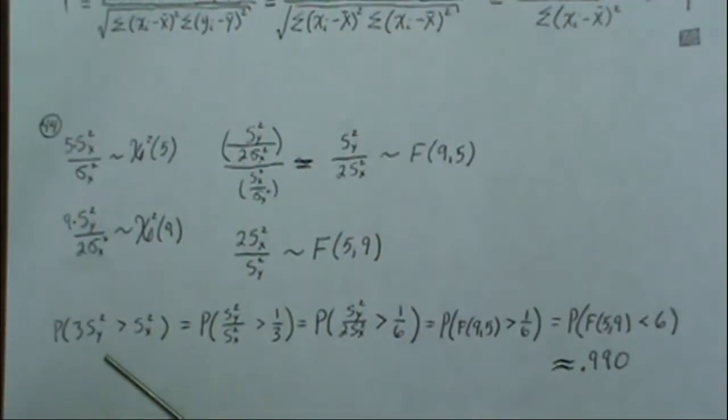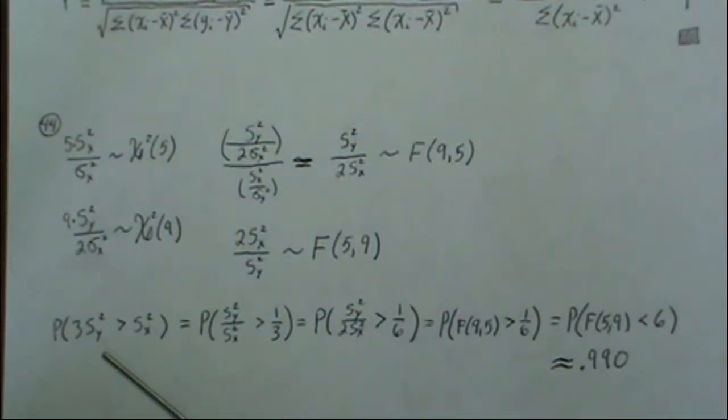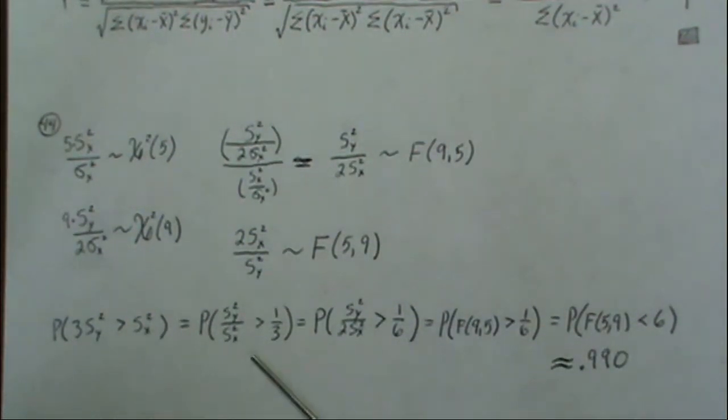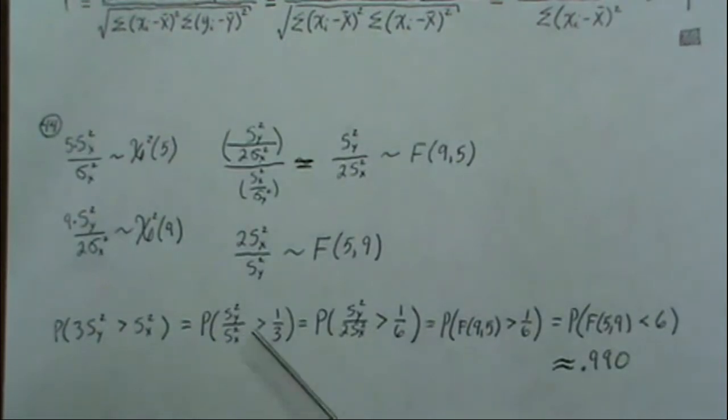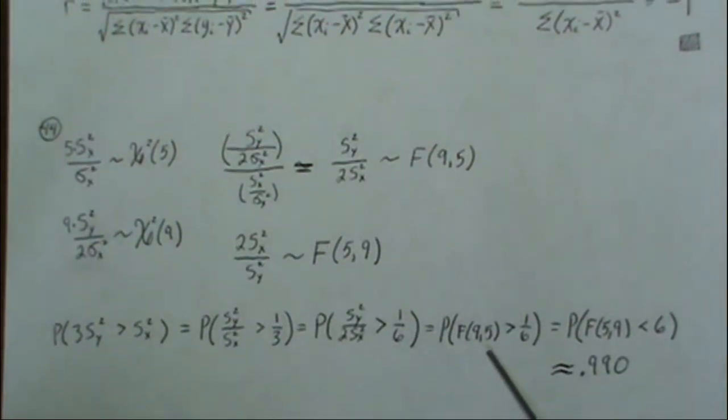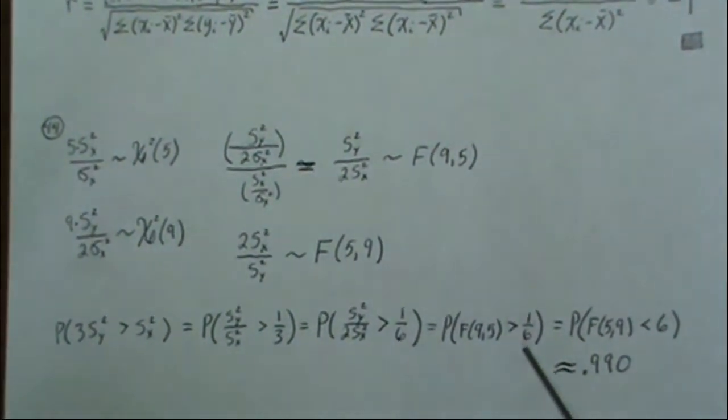So we want to find the probability that 3sy squared is greater than sx squared. If you divide the sx squared over and the 3 over, we get this. Well, this isn't quite an F, so we have to divide by 2 on both sides, which is this. And so that's an F with 9 and 5 degrees of freedom greater than 1/6.